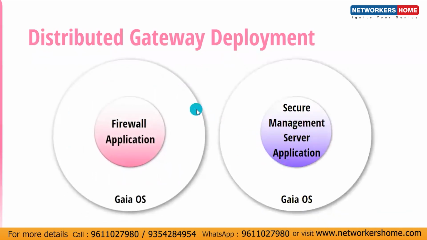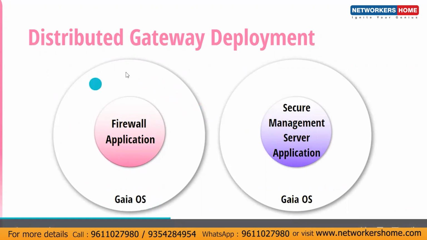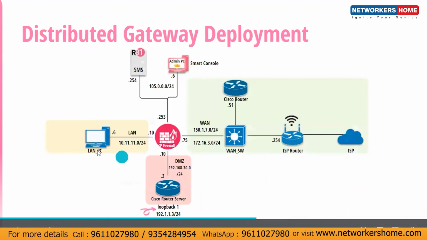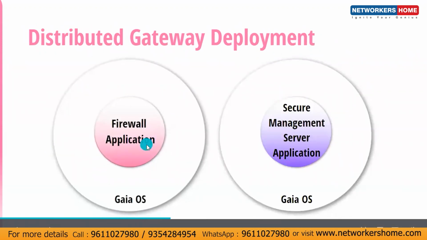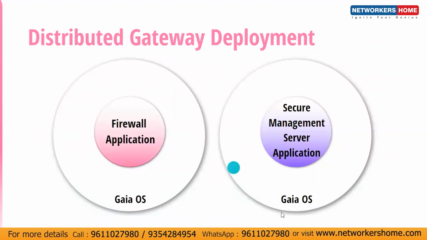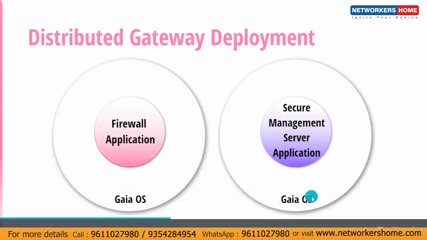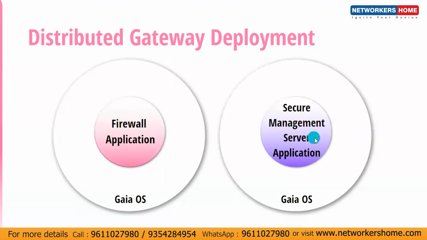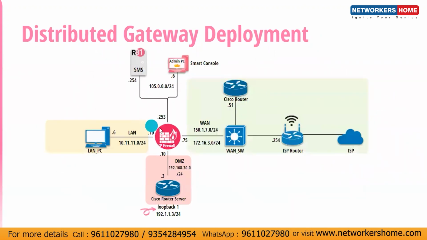In our previous class, we had seen we need two different devices for the distributed deployment. We'll take one single machine with Gaia OS installed with the firewall application, and we'll take another machine installed with Gaia OS, and on top of that we'll be installing the SMS application. Now this is our topology which we are going to configure in our lab.